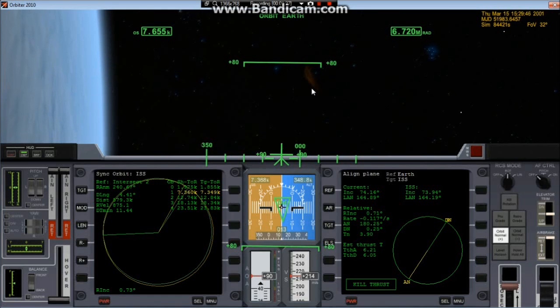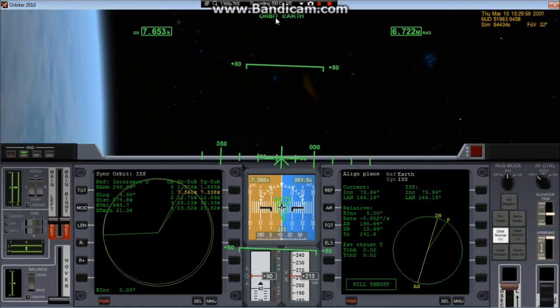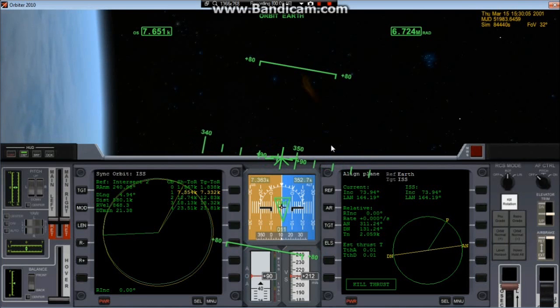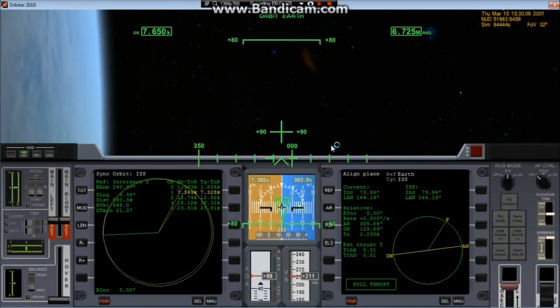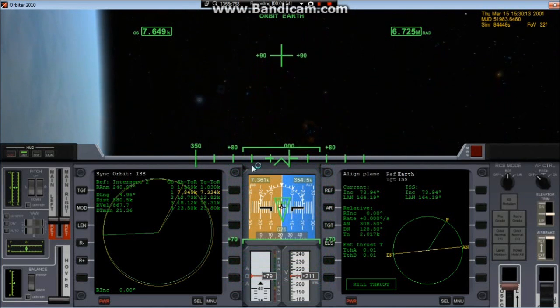You can see the relative inclination is counting down. I don't know why this bugged me about it yet. Okay, we're getting close, 0.6. Is that it? Okay, that's it. We've done it now, 0 degrees relative inclination. That's exactly what I was trying to do. So we're now in the same plane as the ISS.